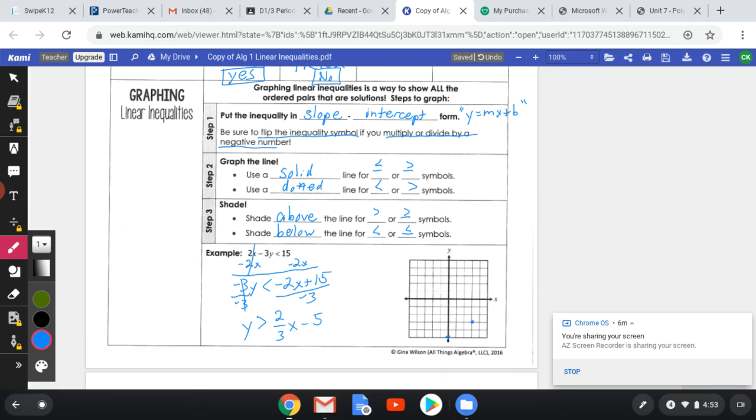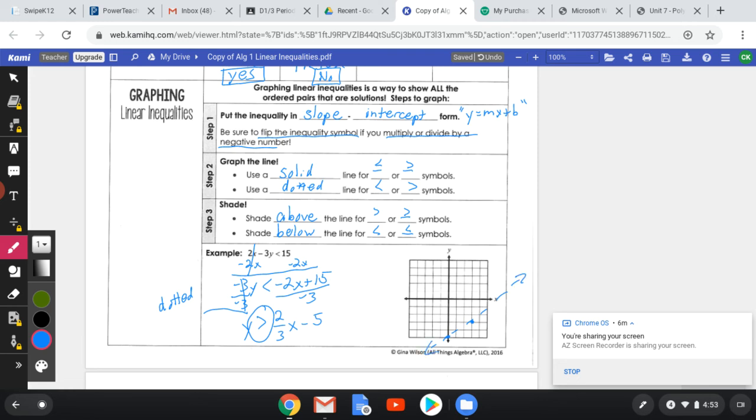So that's the same thing as always we've done before, but now we just have to determine what kind of line we will have here. Let's look at this inequality symbol. This inequality symbol doesn't have any lines underneath it, so according to step 2, this is a dotted line. So let's draw a dotted line. Dashed and dotted, you'll see those two words used interchangeably.